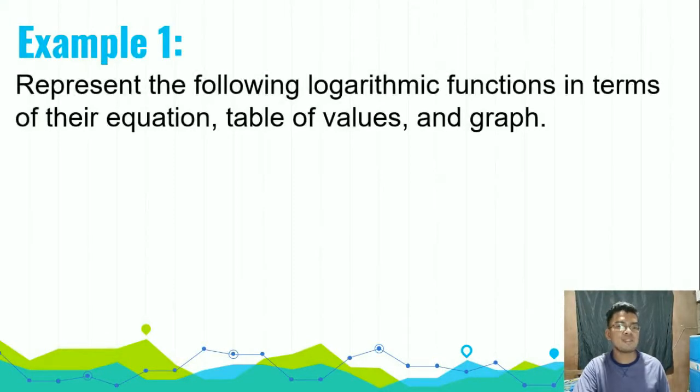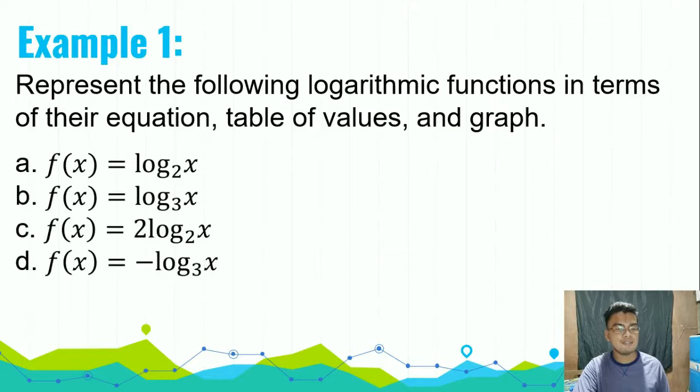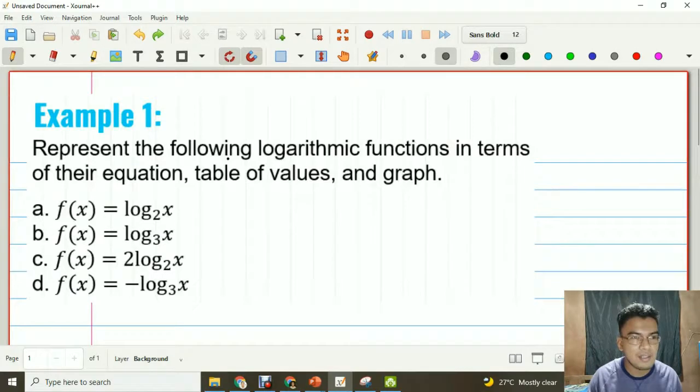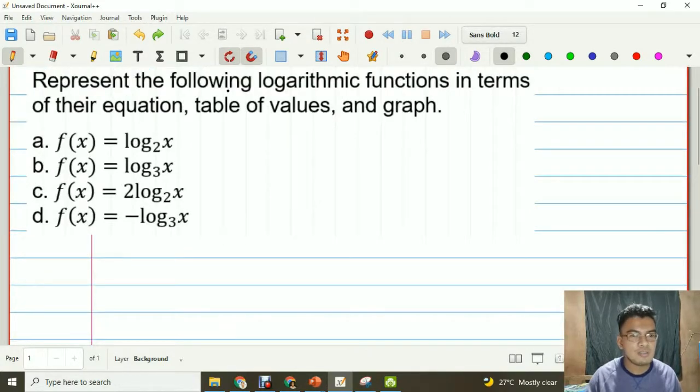Example 1, represent the following logarithmic functions in terms of their equation, table of values, and graph. So we have f of x is equal to log base 2 of x, then f of x is equal to log base 3 of x, f of x is equal to 2 times log base 2 of x, and then f of x is equal to negative log base 3 of x. So for the solutions, ito ho yung mga solutions niya. So let us now proceed in answering the first example. We represent the following logarithmic functions in terms of their equation, table of values, and graph.